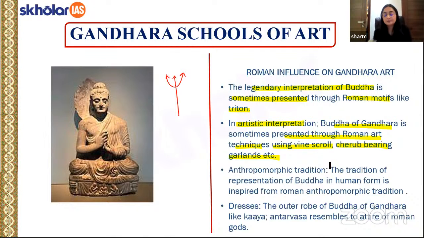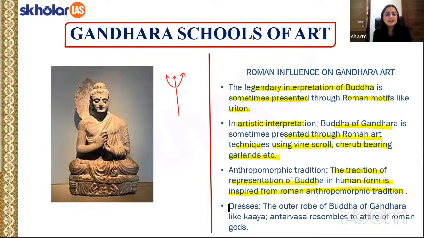Apart from the students, it will be important to note that the tradition of the representation of Buddha in human form is inspired from Roman anthropomorphic tradition. Anthropomorphic का मतलब होता है human like features, human depiction. तो जो human depiction बुद्धा का हो रहा है, that is absolutely influenced from the Roman style, wherein the depiction of Buddha in human form has a lot of features in the manner wherein the Romans used to create their sculptures. Okay. So we have to remember that the motifs and the anthropomorphic tradition is something that has been taken as an influence from the Roman style in the Gandhara school of art.